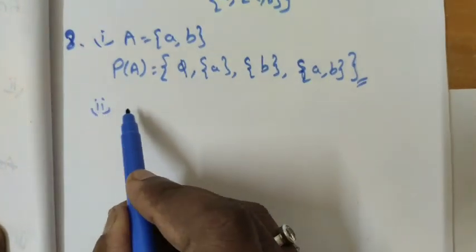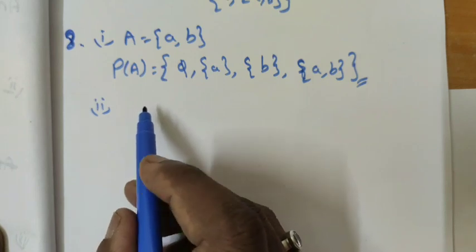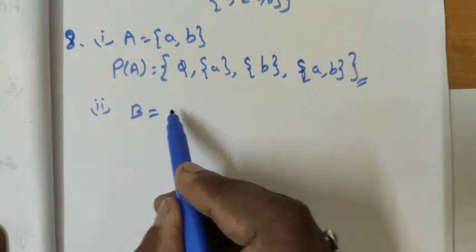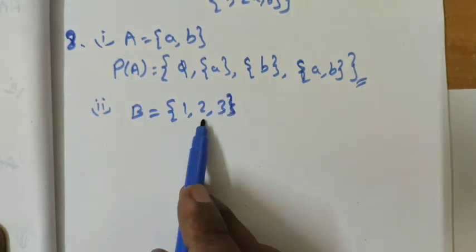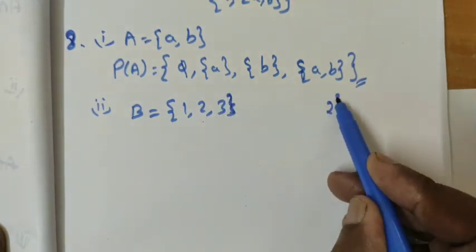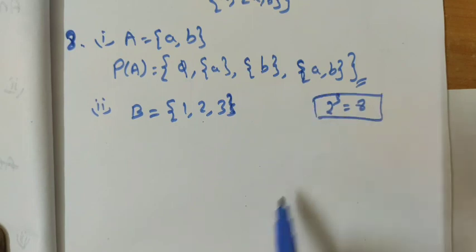Then Roman number 2, the set is given as B is equal to {1, 2, 3}. How many elements do we have? We have 3 elements. 2 power 3 is equal to 8 sets we have to write.